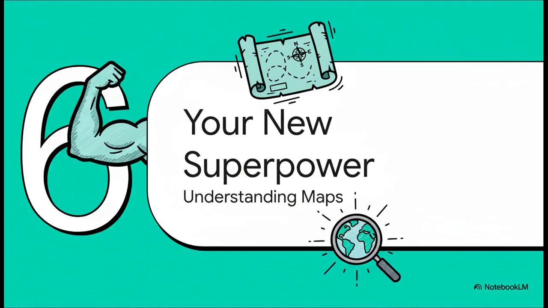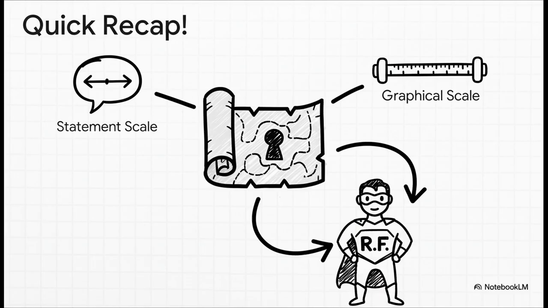From now on, you can look at any map and truly understand the real size and distance of everything it represents. So let's do a super quick recap. Scale is the secret code that turns a simple sketch into a useful map. We met our 3 heroes, the simple statement scale, the tough and reliable graphical scale, and our universal superhero, the RF, which is the best for all our calculations. And the best part is, you now know exactly how to convert between them.